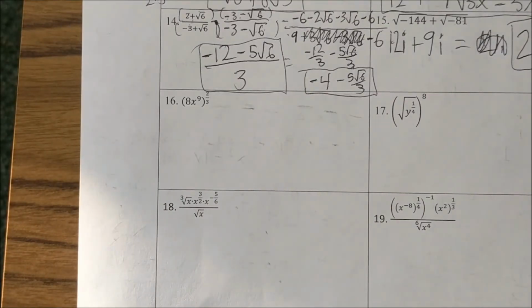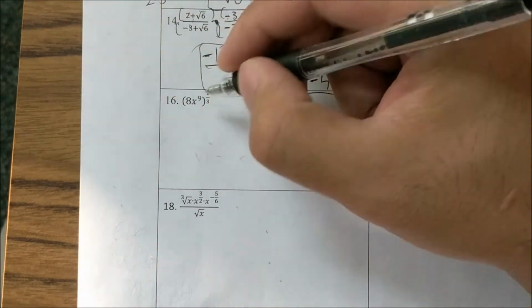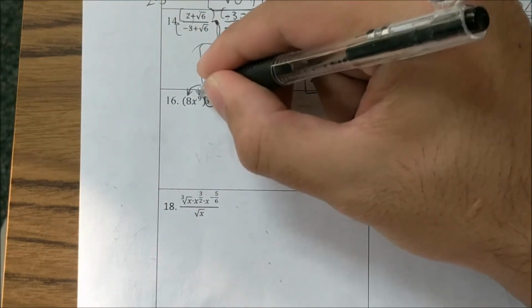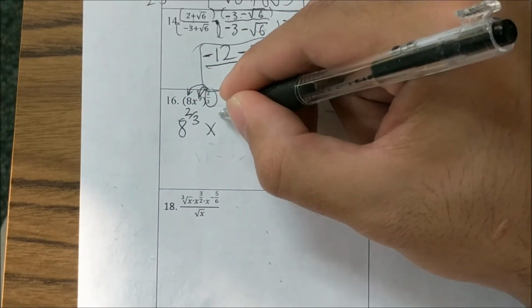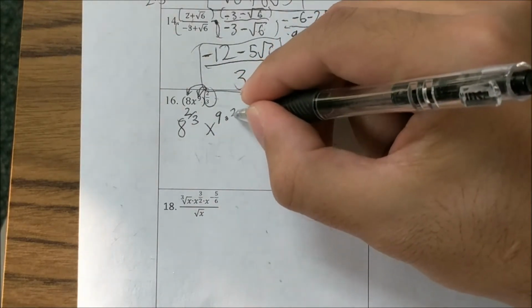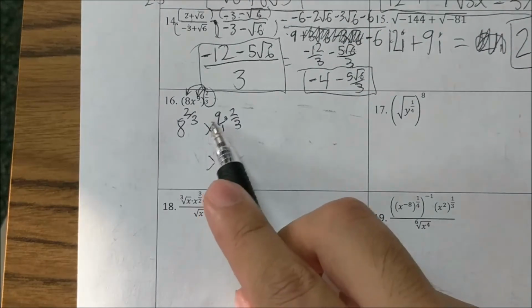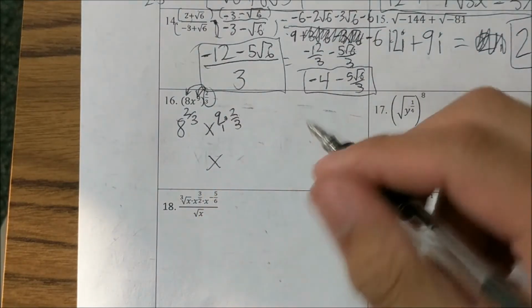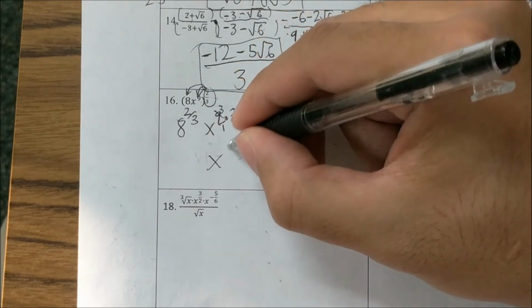Eight x to the 9th power, all to the 2/3. So remember, with parentheses, everything gets affected by the outside exponent. So the 8 gets to the 2/3 power, and so does the x to the 9th. So when you have an exponent to another exponent, you multiply them. Okay, so I'll do the x part first. 9 over 1 times 2/3, I can reduce. So 6 over 1 is just 6.